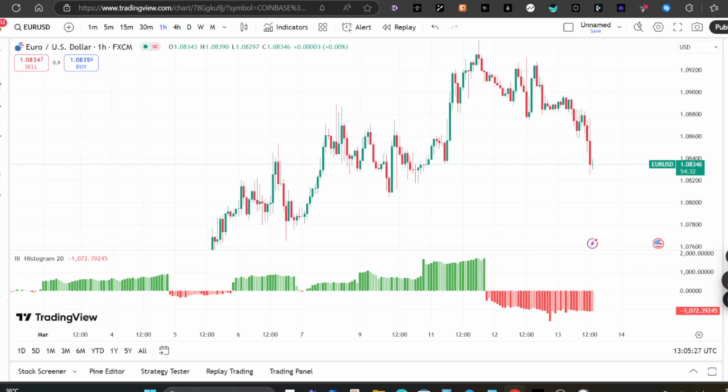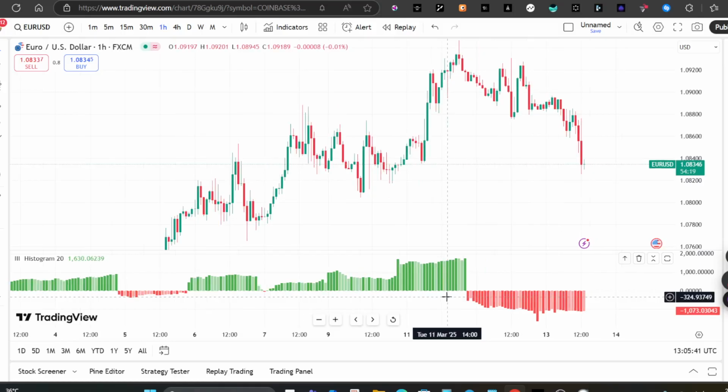Now, let us just start with the basics. Okay, what exactly is the Intraday Intensity Index? This is a volume based indicator that measures the relationship between price movement and volume throughout the trading session. Now, instead of just looking at whether price is going up or down, the intraday intensity index tells us whether the movement is backed by real market strength or weakness.